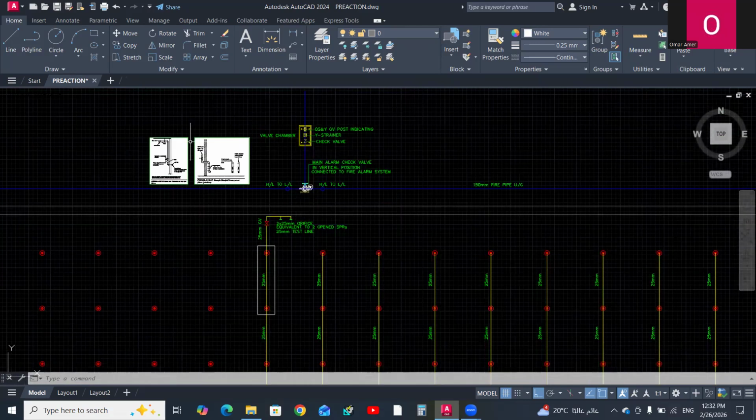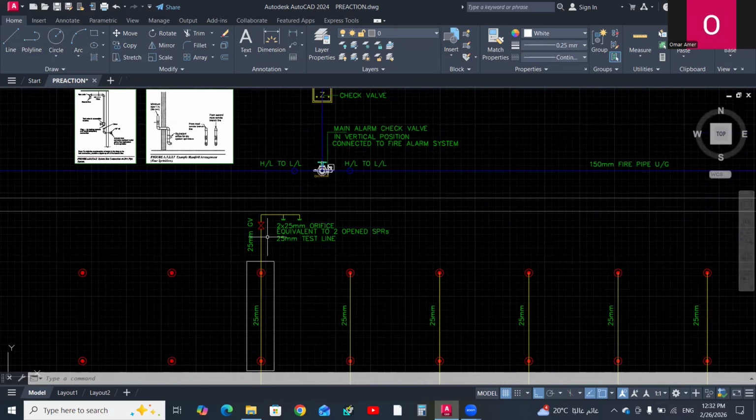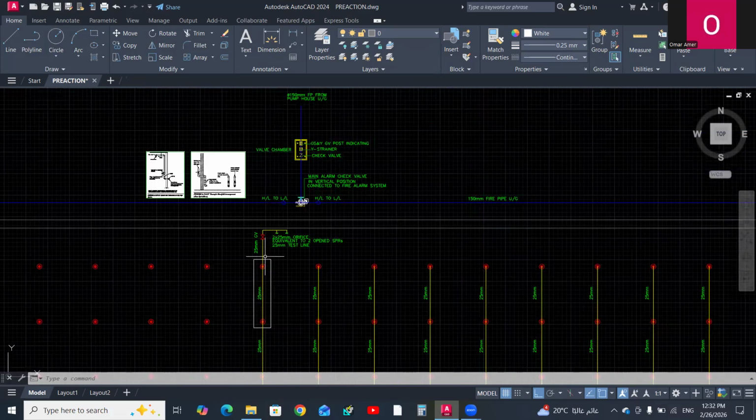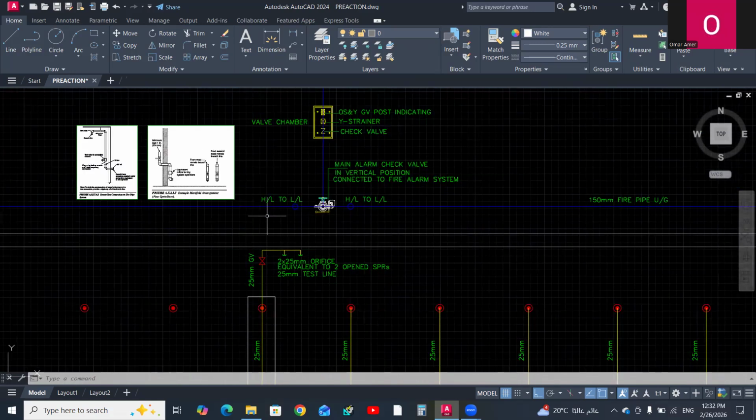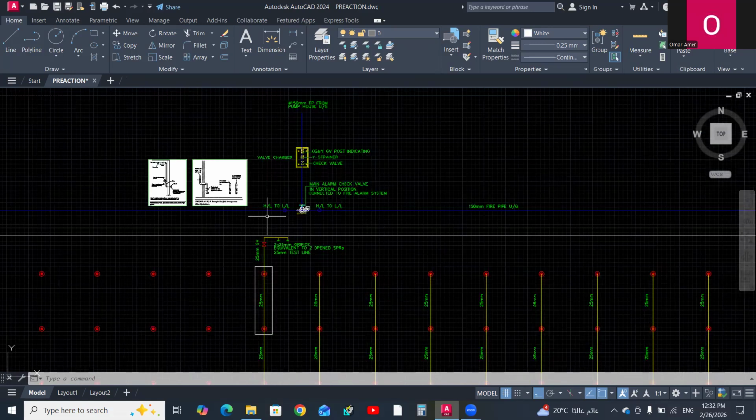Additionally, the sprinklers on the most remote branch lines shall be drained to a safe external location outside the building. And NFPA 13 determined the requirements of this drain connection.